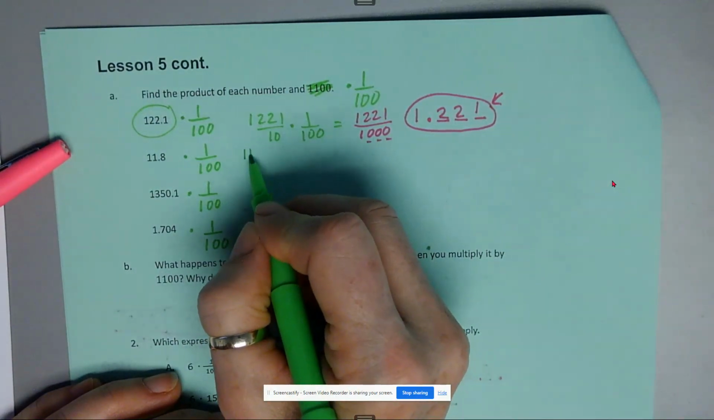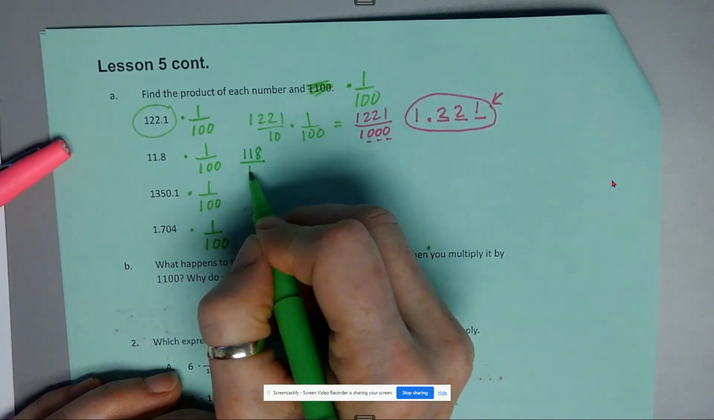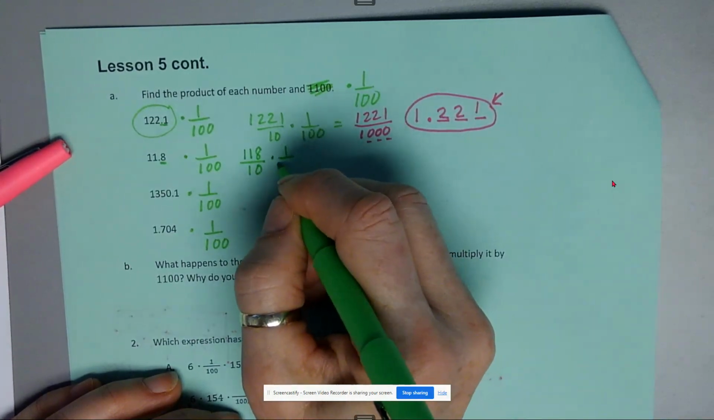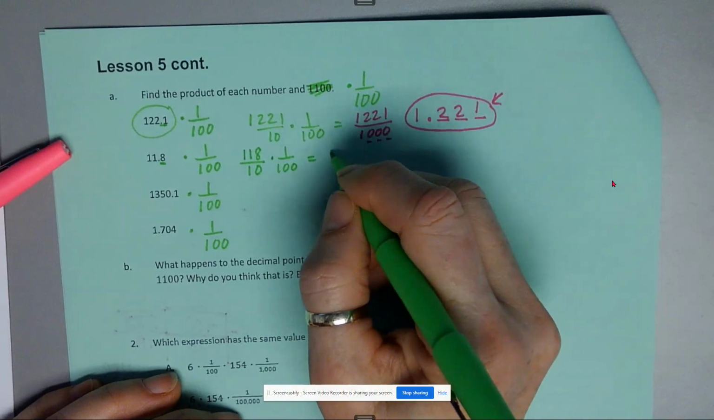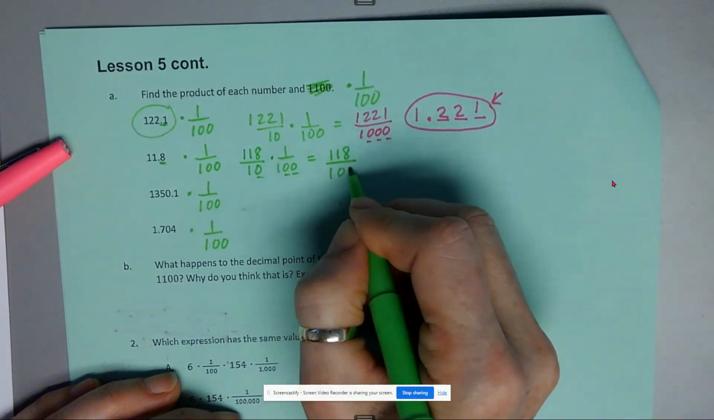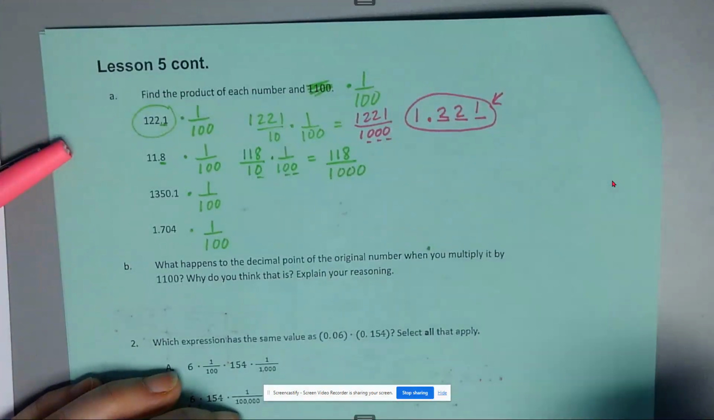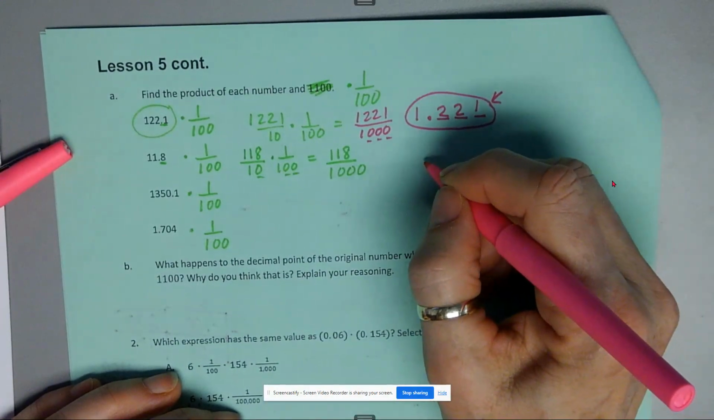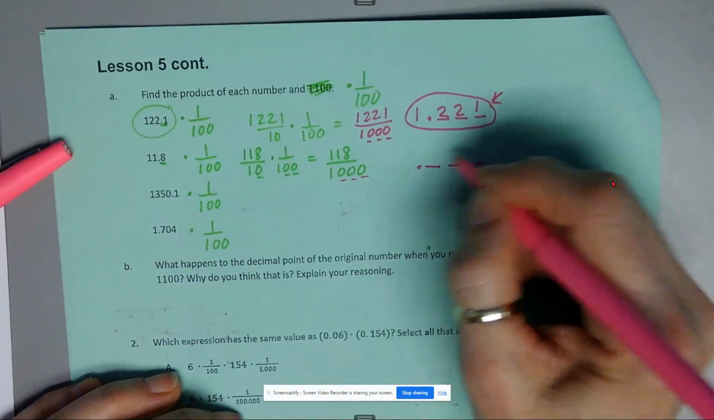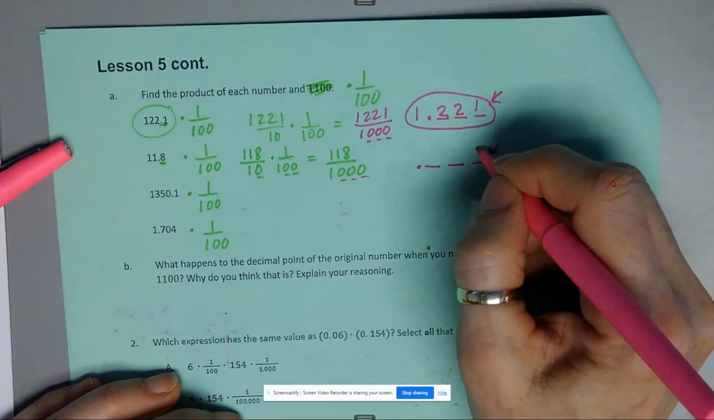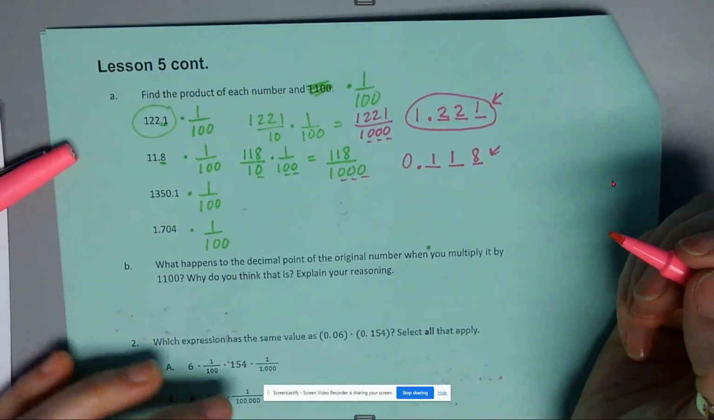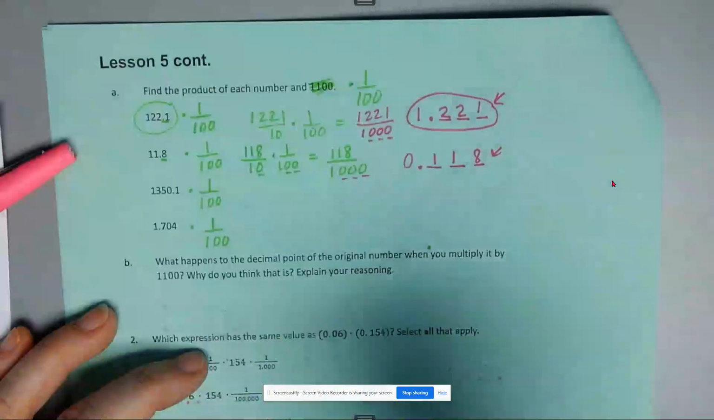This is going to be 118 over 10, because that's the tens place again, times 1 over 100. So 118, 1, 2, 3 over 1,000, which is 3 place values. 1, 2, 3, 1, 2, 3. Starting on the right, 8, 1, 1. You can put your leading zero if you want. It is considered optional.